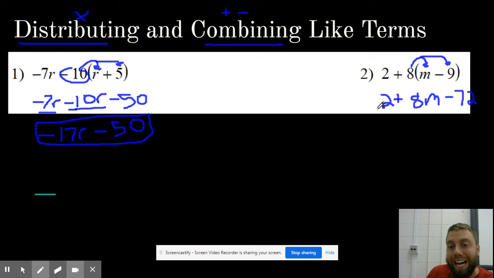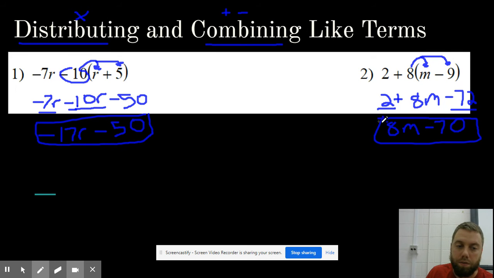Now we have a constant, meaning no variables, and another constant, meaning no variables. So we can put this 8m here and then combine our constants. 2 and negative 72 is negative 70. Okay, and this is as simple as it gets.